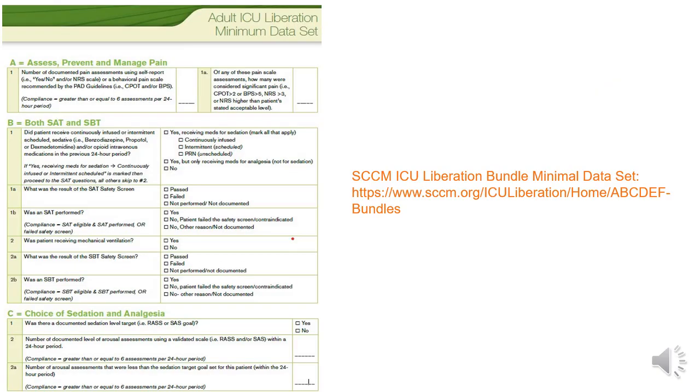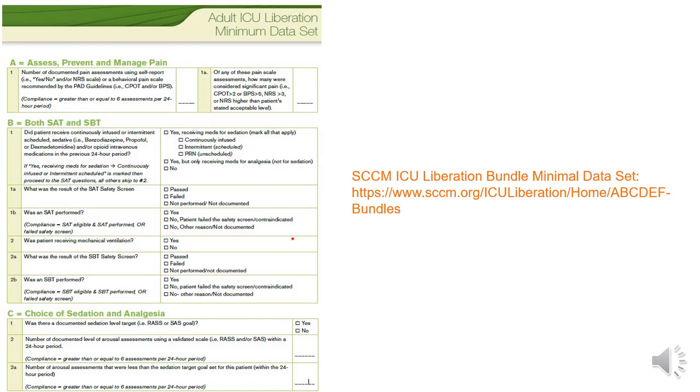Now, again, I said a lot of this work has been done for you. This is a great resource for you. This is the SCCM's Adult ICU Liberation Minimum Data Set already here. It's on the website, I think. That gives you a data collection form with some of the definitions that I just described. Some of them might be a little bit different, and you'll learn that some measures might need to be tweaked for your individual ICU based on where you are and where you want to go.